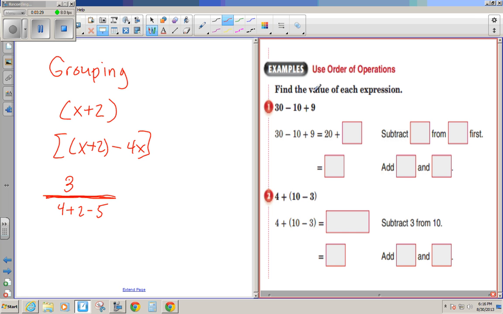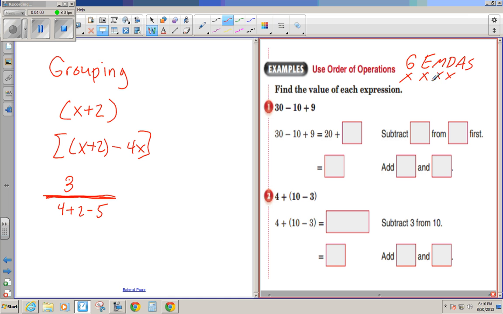All right, so find the order of operations. I'm going to write PEMDOS up here. Oh, I'm sorry, I'm supposed to be using GEMDOS. So, are there any grouping symbols here? No grouping symbols. Are there any exponents? No exponents. Is there any multiplying? No multiplication. Any dividing? No dividing. And we get to adding and subtracting.